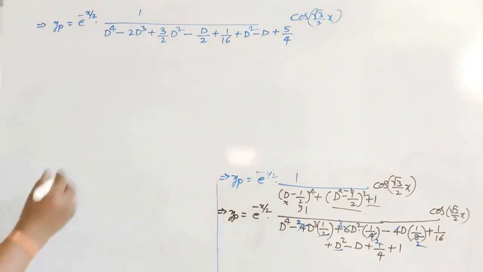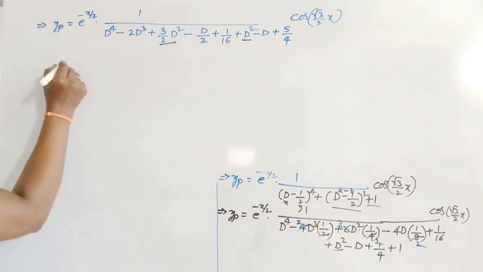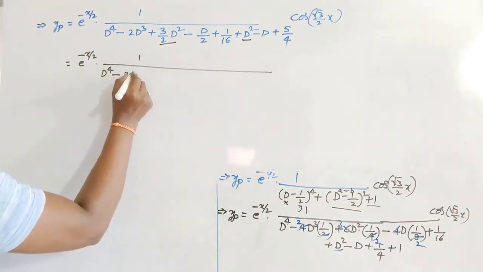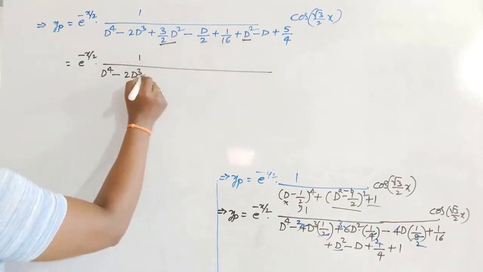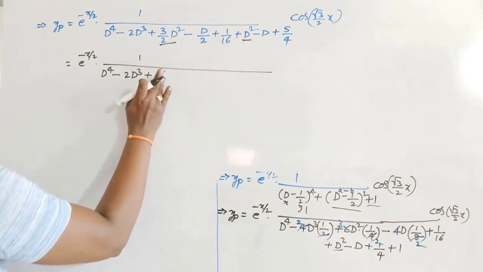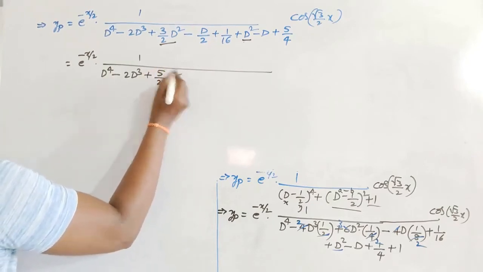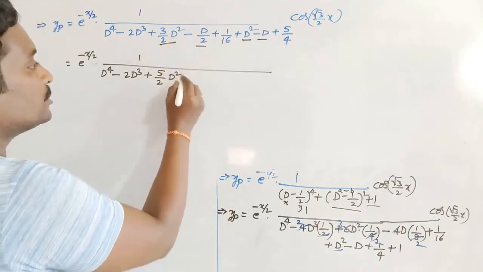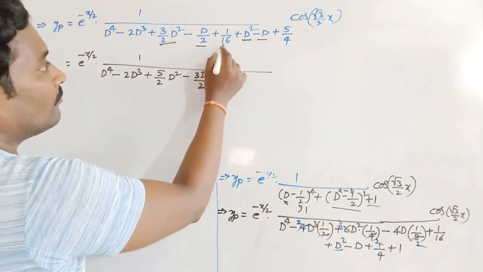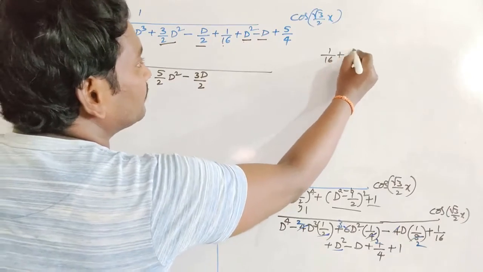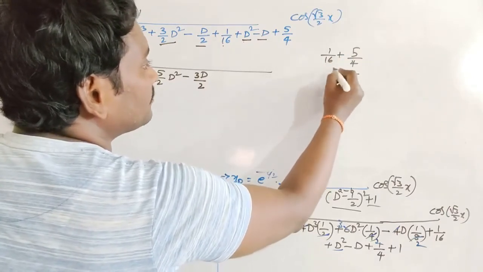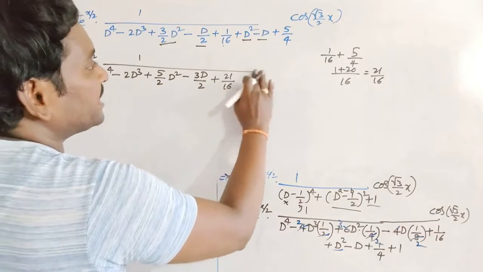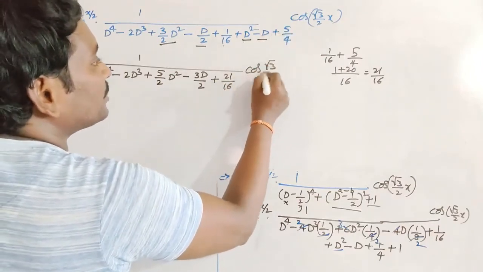Now club the terms here. 3 by 2 d square is there, d square is there. e power minus x by 2 into 1 by d power 4 minus 2d cube, 3 by 2 plus 1, 3 plus 2, 5 by 2, 5 by 2 d square, and minus d by 2 minus d, by taking the LCM, minus d minus 2d, minus 3d by 2. 1 by 16 plus 5 by 4, 16 is the LCM, 1 plus 4 5s are 20, so you got 21 by 16 as the constant term, and the right hand side term is cos of root 3 by 2 x.